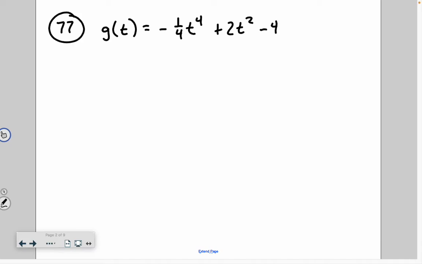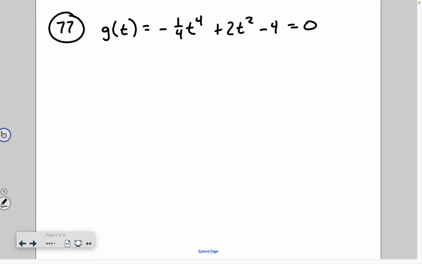So here is problem 77. Same idea, same concept in general to start off with. We're trying to find the zeros. We're trying to generally sketch the graph. So again, I'm going to set it equal to 0 so I can find the x-intercepts, the zeros. In this one, we talked a little bit about this yesterday in a different problem. Let's clean this up a little bit. Let's make it a little bit easier.